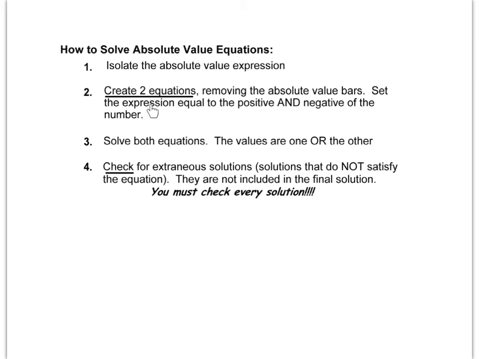Once you've done that, create two equations. Remove the absolute value bars and set the absolute value expression equal to both the positive and the negative. Solve both equations. The values are one or the other. And be careful here. Sometimes if there are x's both inside and outside the absolute values, there might be extraneous solutions. Check to make sure that your answers meet the criteria of the original problem.